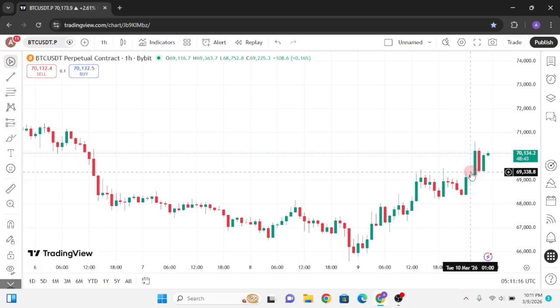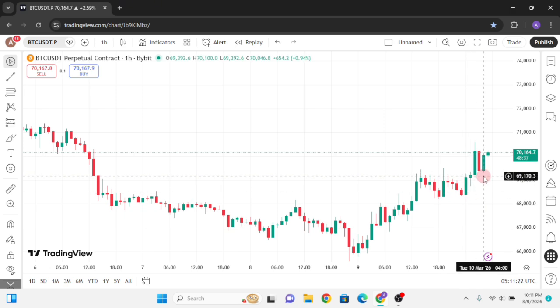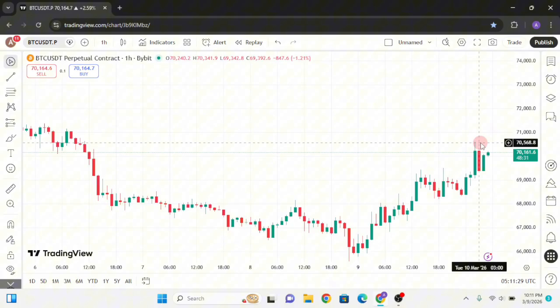So now the opening price is the bottom of the body. This is where the price started. It started at 69,170. That is the opening price. Just look at the closing price here. That is 70,580. That means the closing price is the top of the body on a green candle.